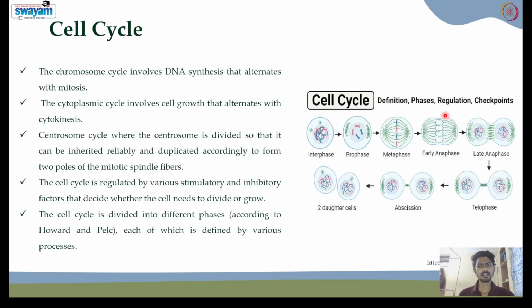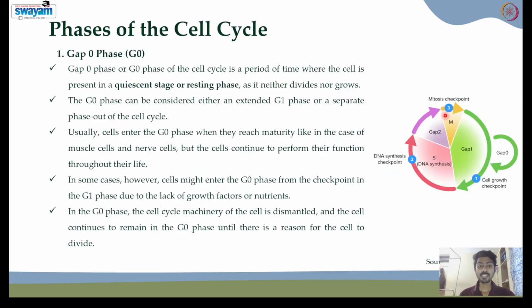and we have seen three important events in the cell cycle, which are the chromosome event, cytoplasmic event, and centrosome event. We have also seen the phases of the cell cycle, where we first discussed the G0 phase, which is nothing but a resting or quiescent phase, but the cells are metabolically active.